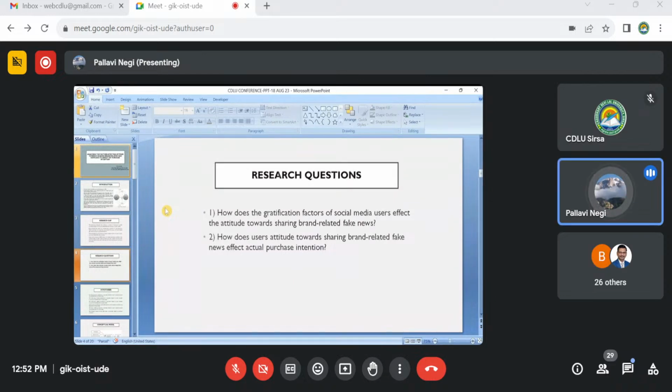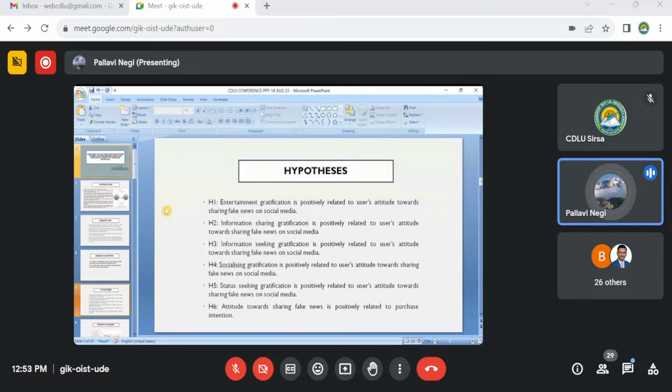Okay, so the research questions. The two questions that I addressed in my paper: first, how do the gratification factors of social media users affect attitude towards sharing brand-related fake news, and second, how does users' attitude towards sharing brand-related fake news affect actual purchase intention? So these are my hypotheses.